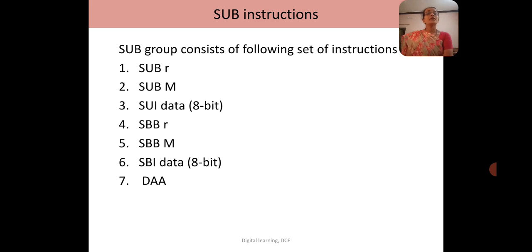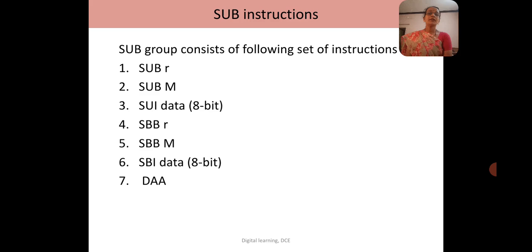SBB R means here the content of the register and borrow flag or carry flag content are subtracted from the accumulator content. SBB M means here also the content of the memory location and content of the carry flag or borrow flag will be subtracted from the accumulator content. SBI data means here immediate 8-bit data and carry flag content both are subtracted from the accumulator content. In all these instructions, the result will be stored in the accumulator itself.